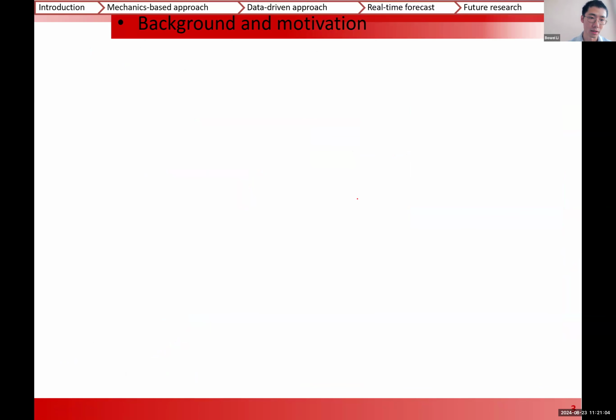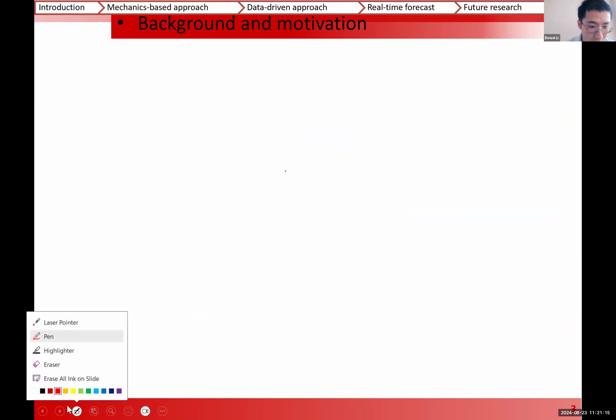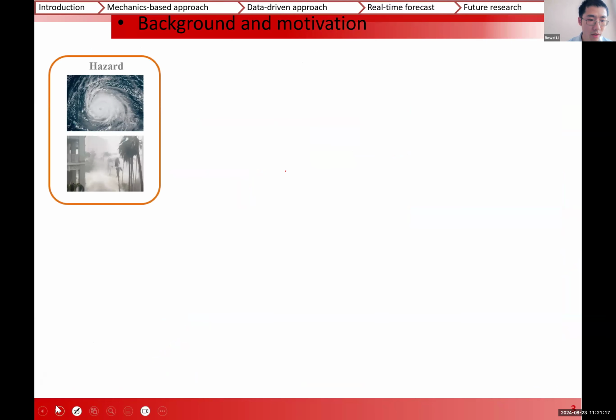Here's an illustration for the performance-based wind engineering framework. Excuse me, I think I'm still in the annotating mode. Let me get rid of that.